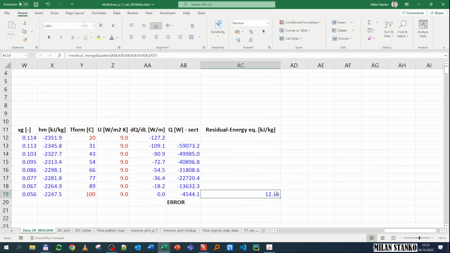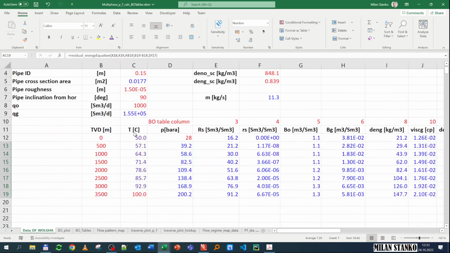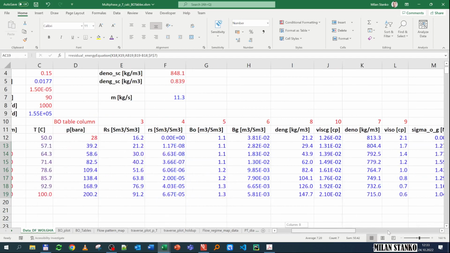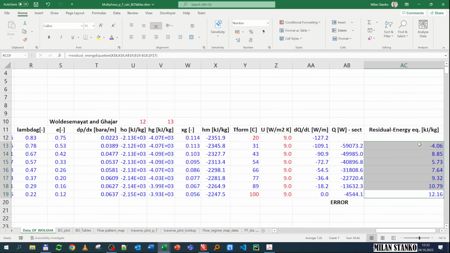Okay, so the residual here is actually not 0, it's 12, and for all the other sections it is not satisfied. Sometimes it can be positive, sometimes it can be negative. That means that the temperatures that were assumed before using this linear trend are not correct. So the approach now is going to be to try to change these temperatures, this column, until these go to 0.